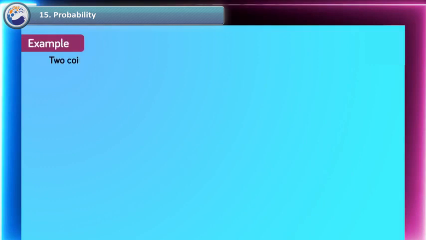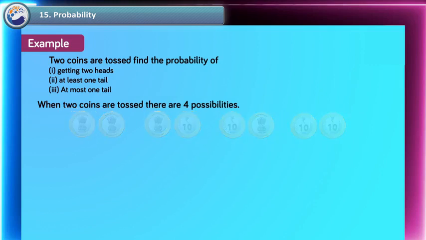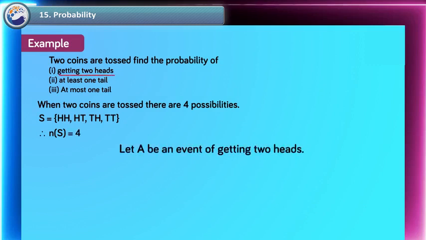Example, 2 coins are tossed. Find the probability of 1. Getting 2 heads, 2. At least 1 tail, 3. At most one tail. Solution. 2 coins are tossed. There are 4 possibilities. Therefore, sample space S is equal to head head, head tail, tail head, tail tail. That is, n of S is equal to 4. Let A be an event of getting 2 heads. That is, A is equal to head head. Therefore, P of A is equal to n of A upon n of S, which is equal to 1 upon 4.